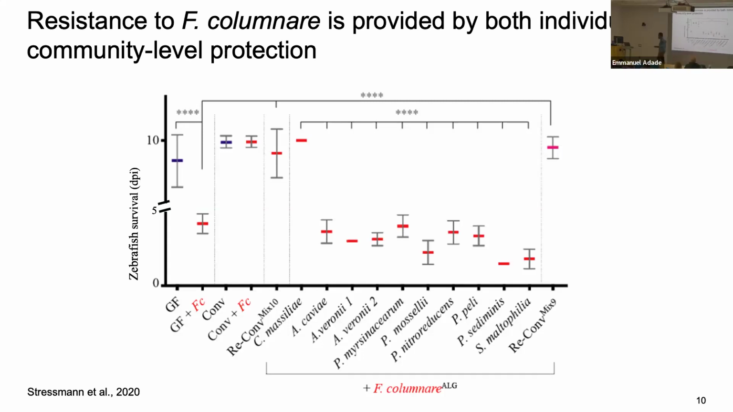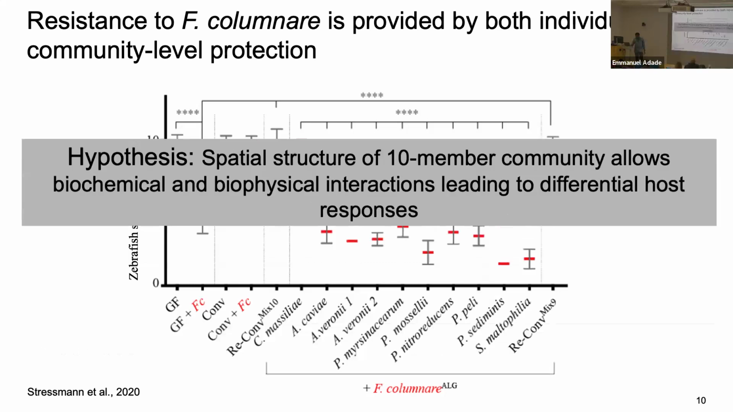So we start seeing that fundamentally there's community-level protection offered by the microbiome as well as individual protection. But as a lab, we're interested in how this big community of complex microbes interacts to offer this protection. Our hypothesis was that the spatial structure that exists in our 10- and 9-member communities allows for biochemical and biophysical interactions that lead to differential host responses, especially to the pathogen, but in general, host responses.